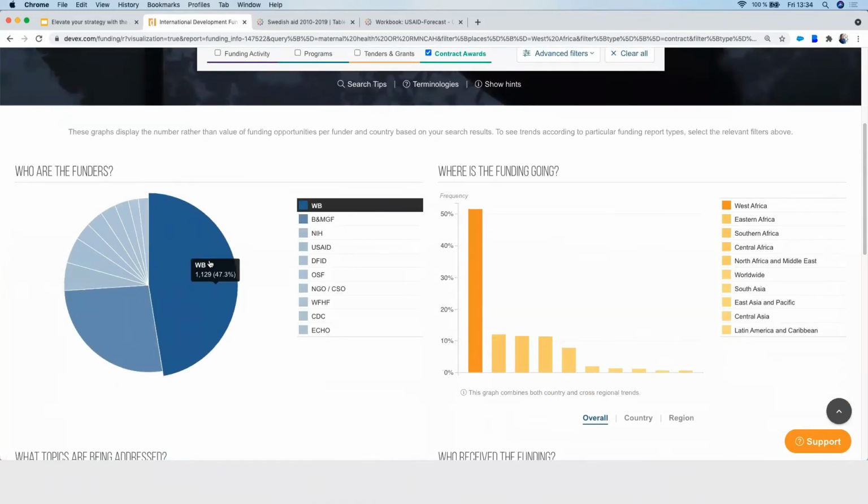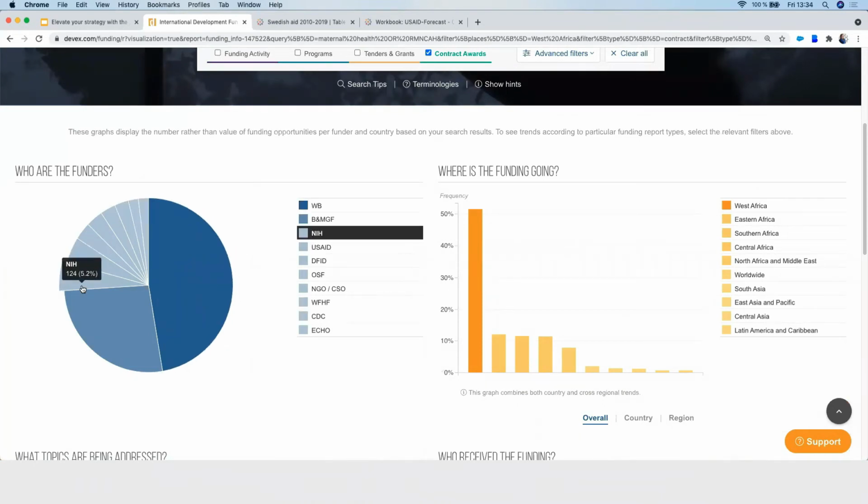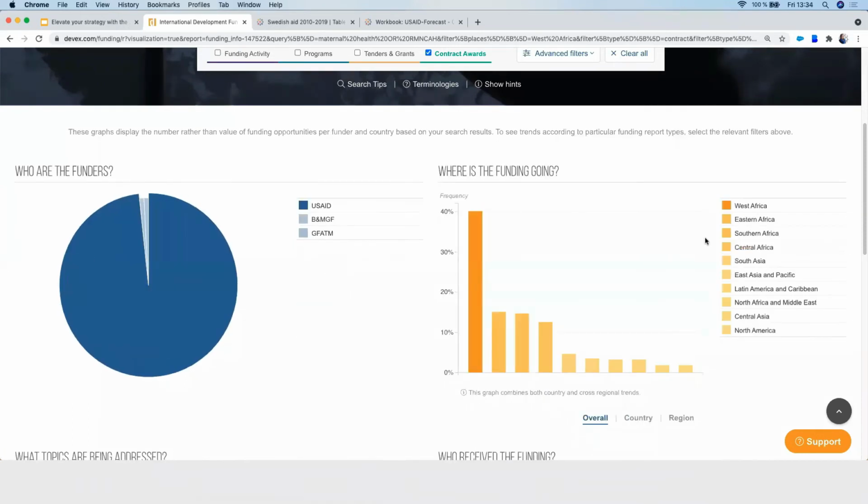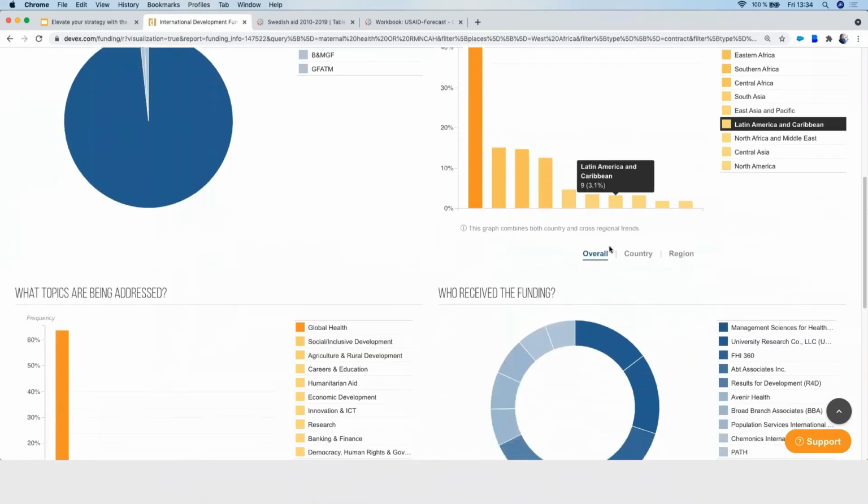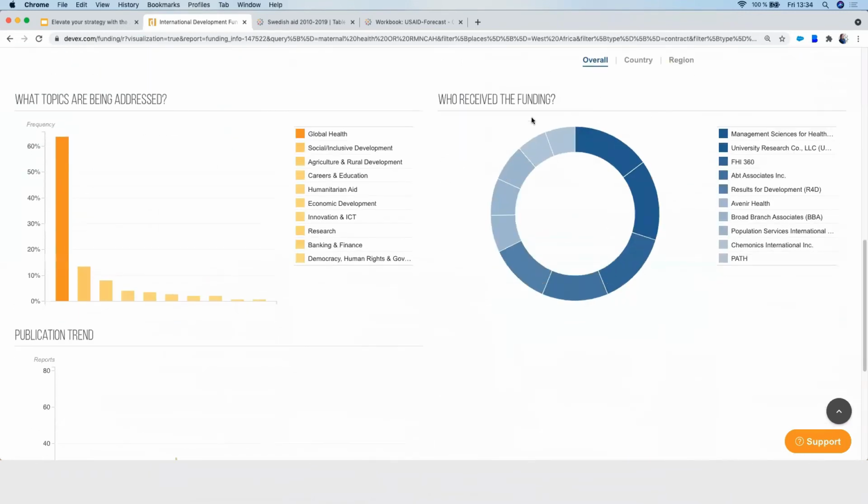Perhaps I've already worked with them, or I've already got a partnership with the World Bank. And maybe there are other organizations that I want to explore. Perhaps USAID being one that I haven't worked with before. And then I can click again on that funder, and I will be able to see who their top 10 partners are in that region.